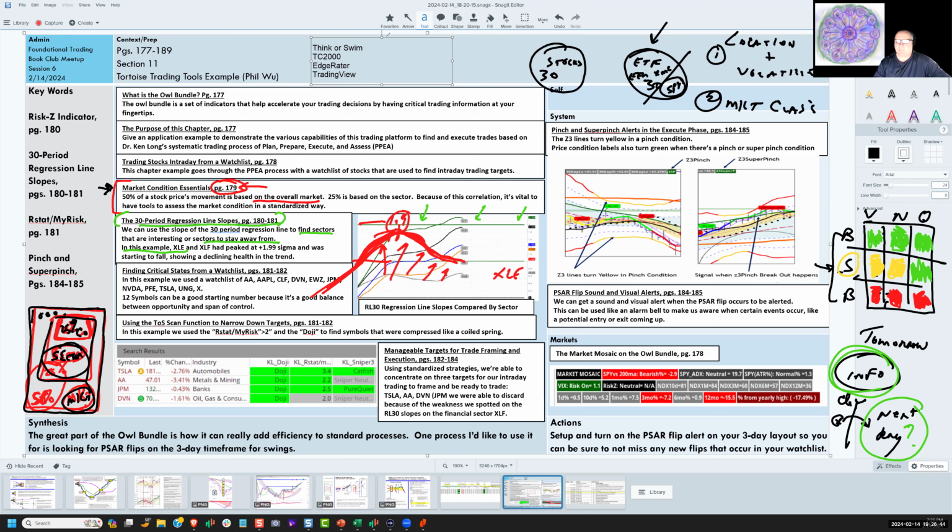At the same time, the XLF also was up around 1.9, but the large cap banks were continuing to outperform for another half a standard deviation.